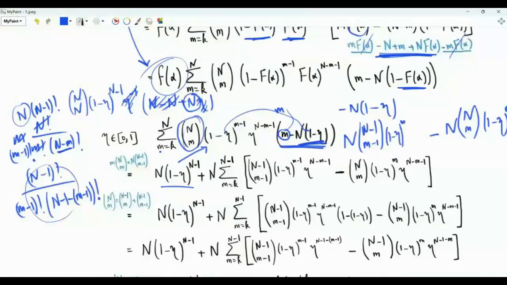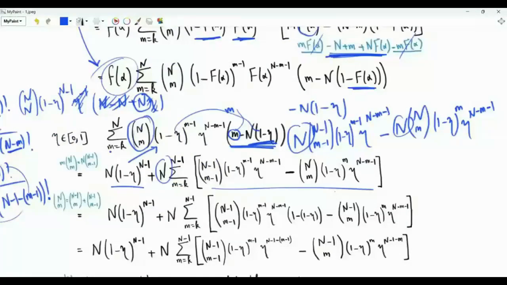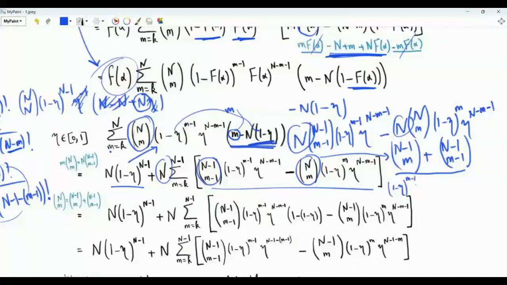Then we have the terms 1 minus eta to the power small m minus 1 and eta to the power big N minus small m minus 1. We can take big N as a common factor, and this is what we have right now. The next step is to take this binomial coefficient n choose m and use the known formula for binomial coefficients, that n choose m can be written as n minus 1 choose m plus n minus 1 choose m minus 1. The binomial coefficient n minus 1 choose m minus 1 is multiplied by 1 minus eta to the power m minus 1 and eta to the power n minus m minus 1.